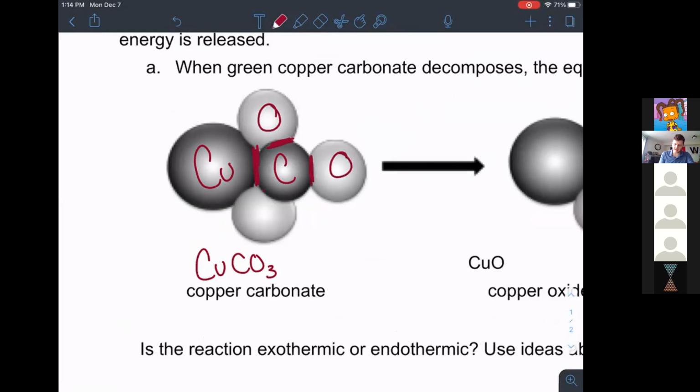So how many bonds do you see on this copper carbonate? 3. So there's 3. 4. So there's 1, 2, 3, 4 bonds. So there's going to be 4 bonds on this copper carbonate.